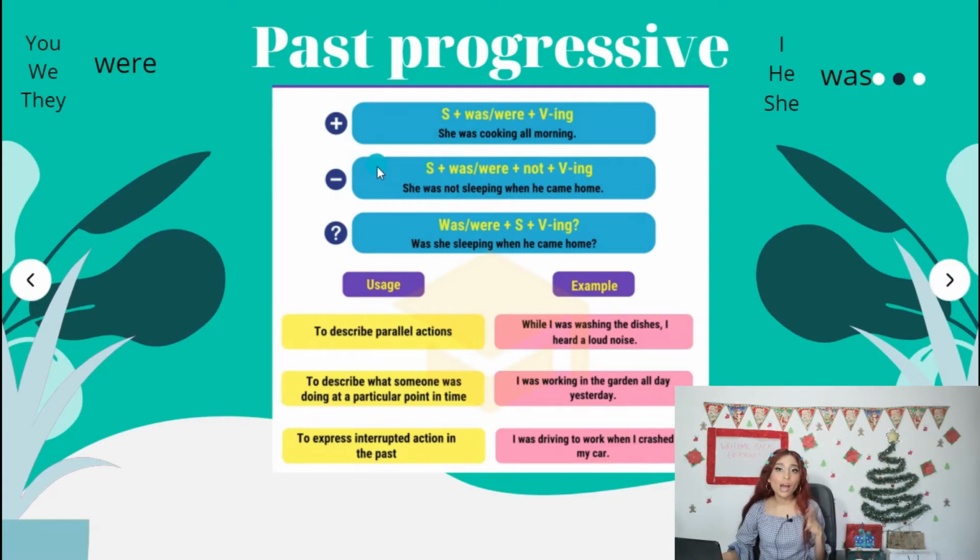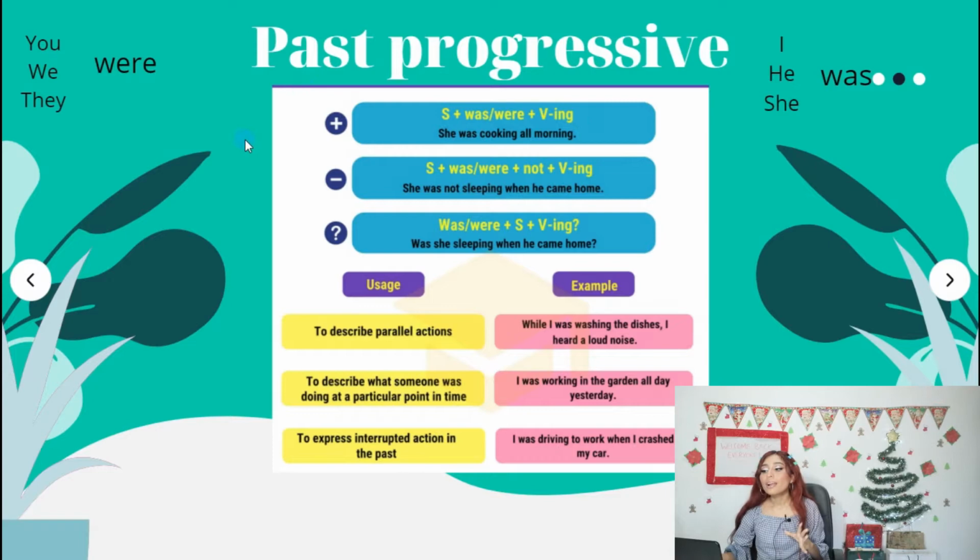As we always do, we start our positive sentences with the subject. This is the S. S means subject. Then we write was or were, that is the past tense of the verb to be. Remember, we use were with the subjects you, we, and they. And with the rest, we use was. In this case, we use was with I, he, and she. I was, he was, she was, you were, we were, and they were.